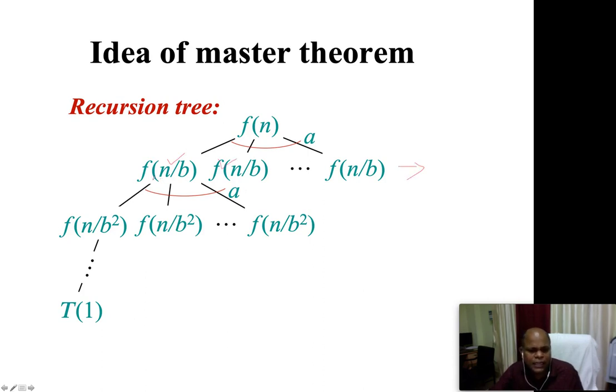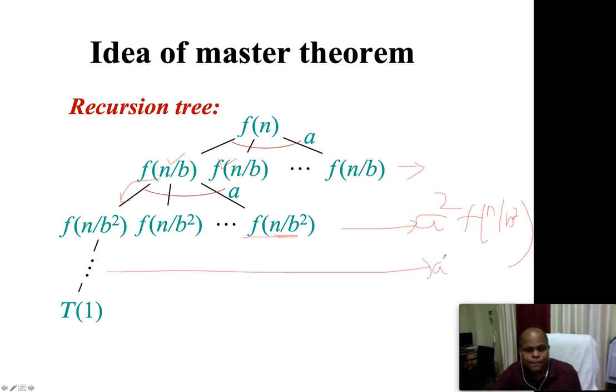Again, if you subdivide it further, it will be f(n by b square), like this it will go on. Here, one node gives a times. If there are a nodes, then at the next level it will be a square times f(n by b square), like this. And in the next case it will be a cube times f(n by b cube), and like this it will go on.